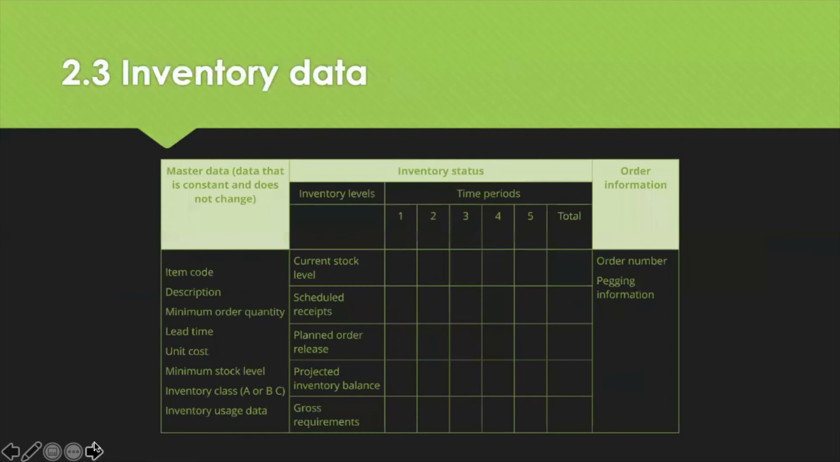But as I said, it does look at the inventory data. Inventory data forms a significant input into the MRP program, due to the wide range of information it holds: things like the item code, the description, the MOQs, that's minimum order quantities, the lead times, unit costs, the minimum stock levels, the current stock levels, inventory class, and usage data.